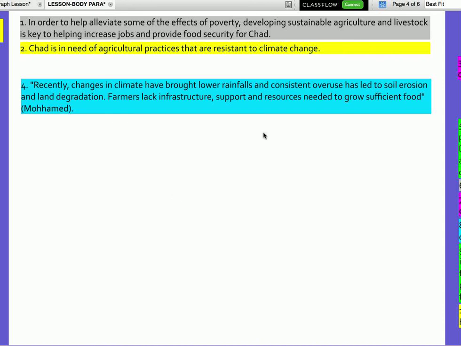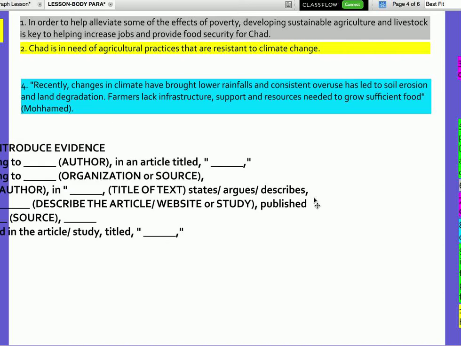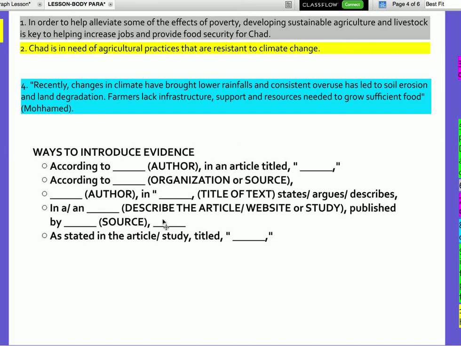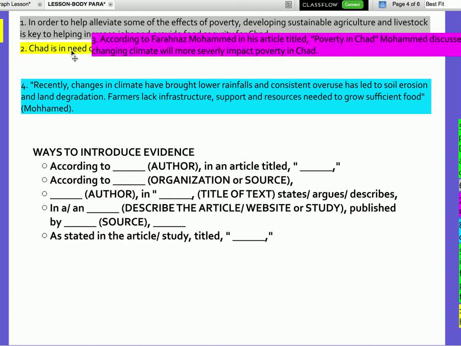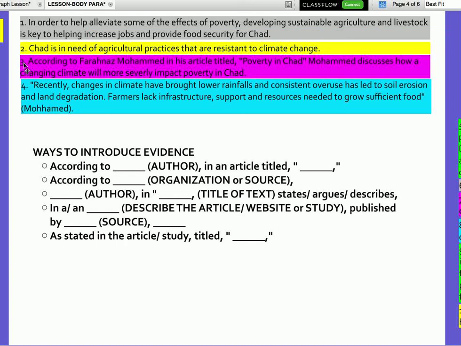So when I introduce this evidence, I am going to introduce it in this way. So I might say, like, according to the author in his article titled blank, and then I might give you some of that relevant information. Or I might say, according to the organization, or the author says this in his essay. So this is how I introduce this evidence.